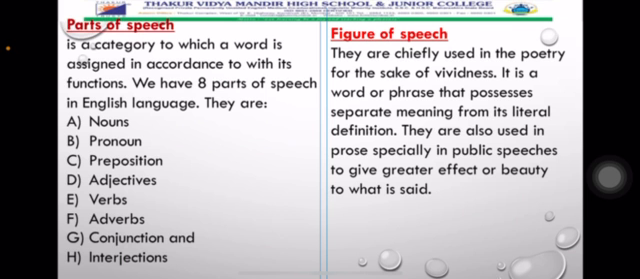But figures of speech are completely different part of our English language. They are chiefly used in poetry for the sake of vividness. It is a word or a phrase that possesses a separate meaning from its literal definition. They are also used in prose, especially in public speeches, to give greater effect or beauty to what is said.